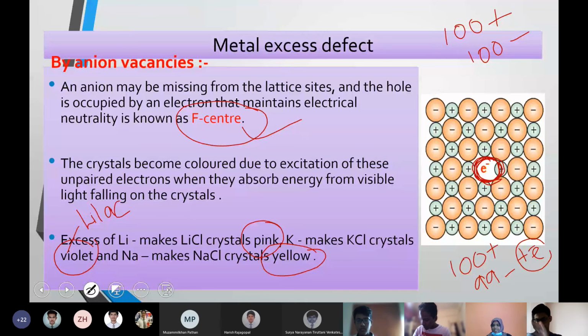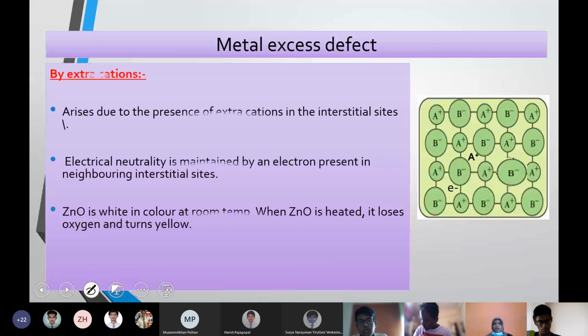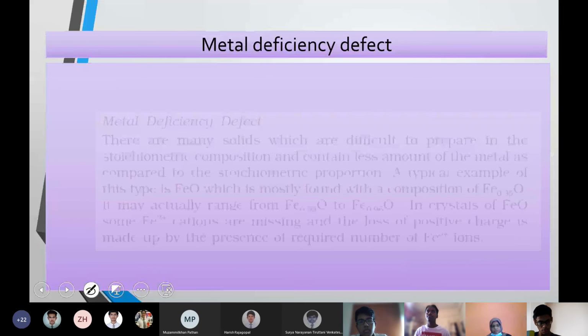So that is about metal excess defect. I think I'll wind up here. I thought I'd finish, but I'm unable to because only a few things are left. Anyway, I have uploaded the note. Now you have metal excess due to extra cation, and then you have metal deficiency defect. Only 2 more slides, but I don't want to hurry up and finish it off. So I'll do one thing.